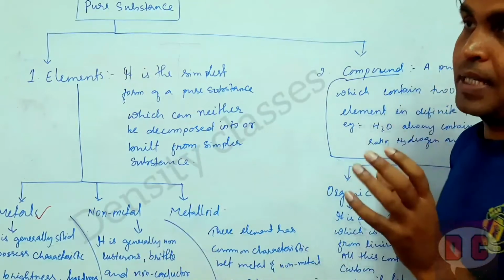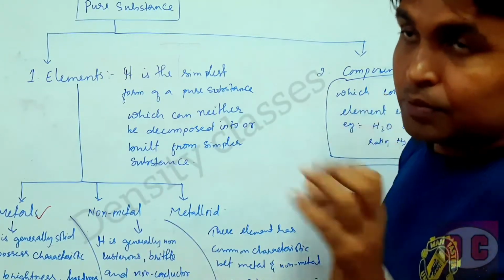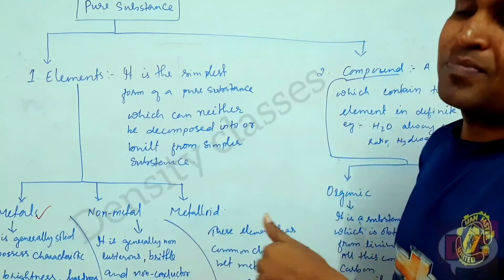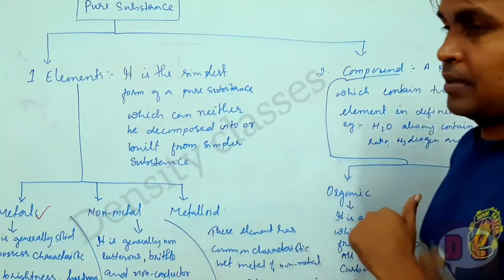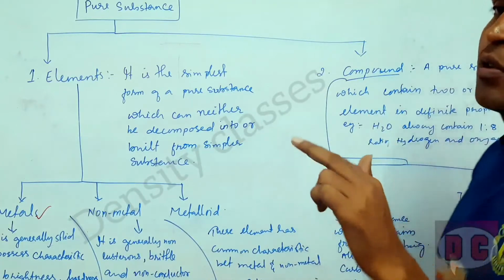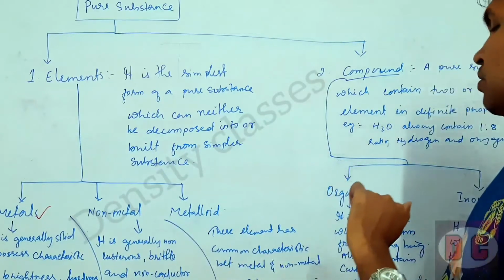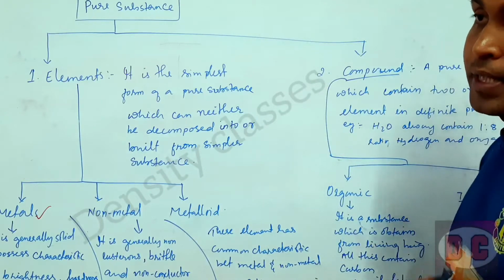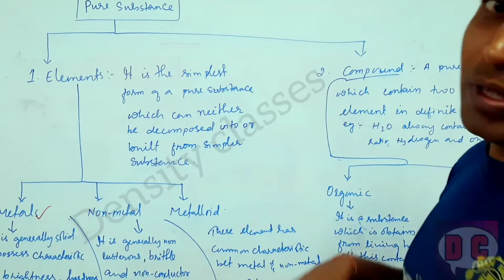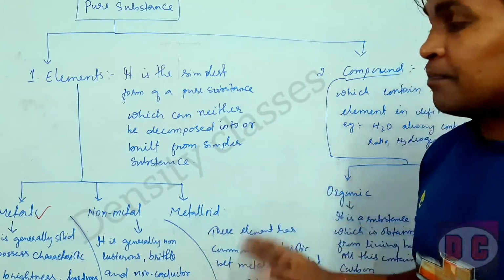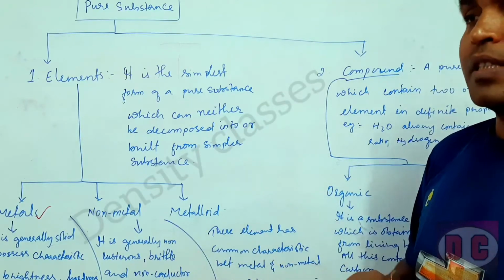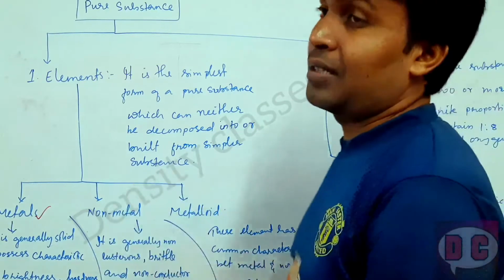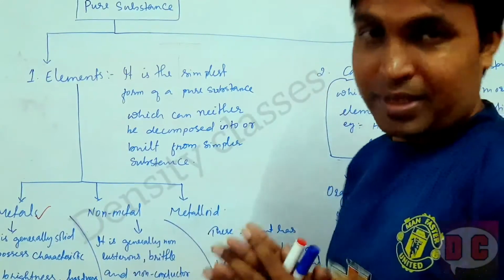Metalloids are those substances, and only a few of them exist, which have a little bit of the characteristics of metals and a little bit of the characteristics of non-metals. They have properties common to both metals and non-metals, so they are called metalloids. Examples of metalloids are silicon, arsenic, bismuth and antimony. In chapter 3 or chapter 7, we will be studying metals, non-metals and metalloids in detail, so don't worry.